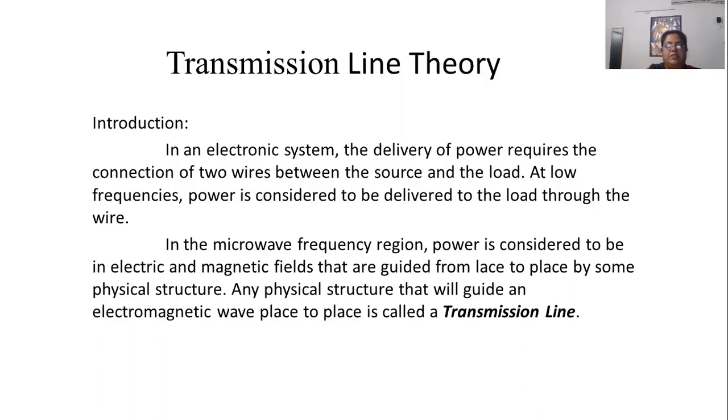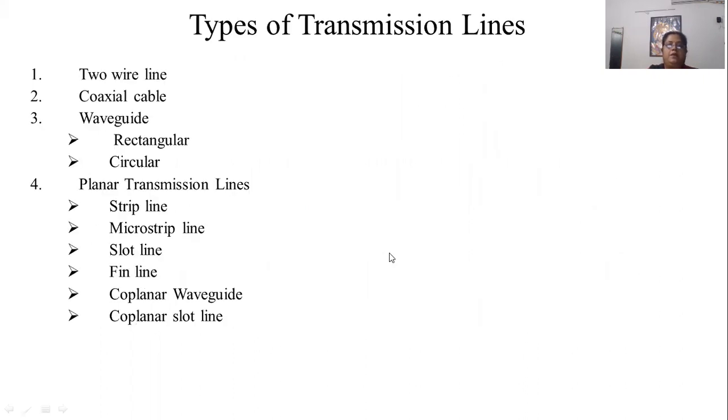Any physical structure that will guide an electromagnetic wave from place to place is called a transmission line. There are mainly four types of transmission line. One is the two-wire line. Second, coaxial cables. Third, waveguide, which is of two kinds, rectangular waveguide and circular waveguide.